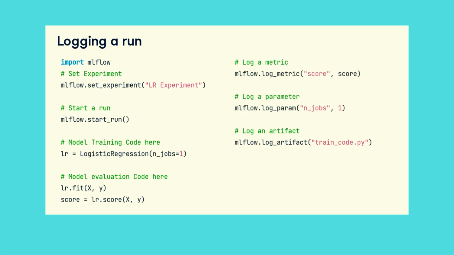The example logs a score metric and the nJobs parameter for number of cores used to train the logistic regression model. The example also logs the Python file we used for training. It can be beneficial to refer to the training code if it changes frequently.